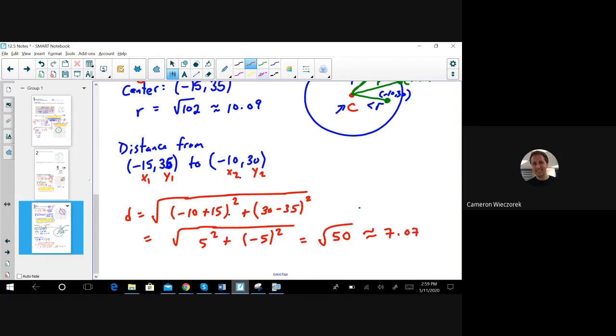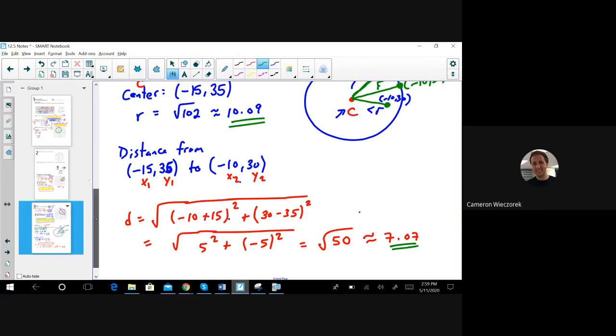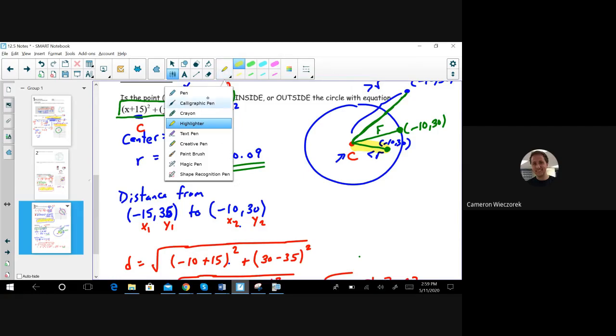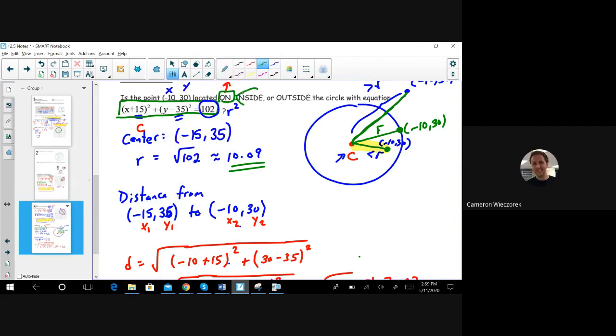Okay, so here's what you got to do. You got to compare it now. The radius was about 10.09 units, and the distance from the center to this dot they gave us is only 7 units. So it doesn't quite reach the blue circumference of the circle. So which situation are we in? We're in this situation right here. This dot is less than the radius. So I am inside the circle.